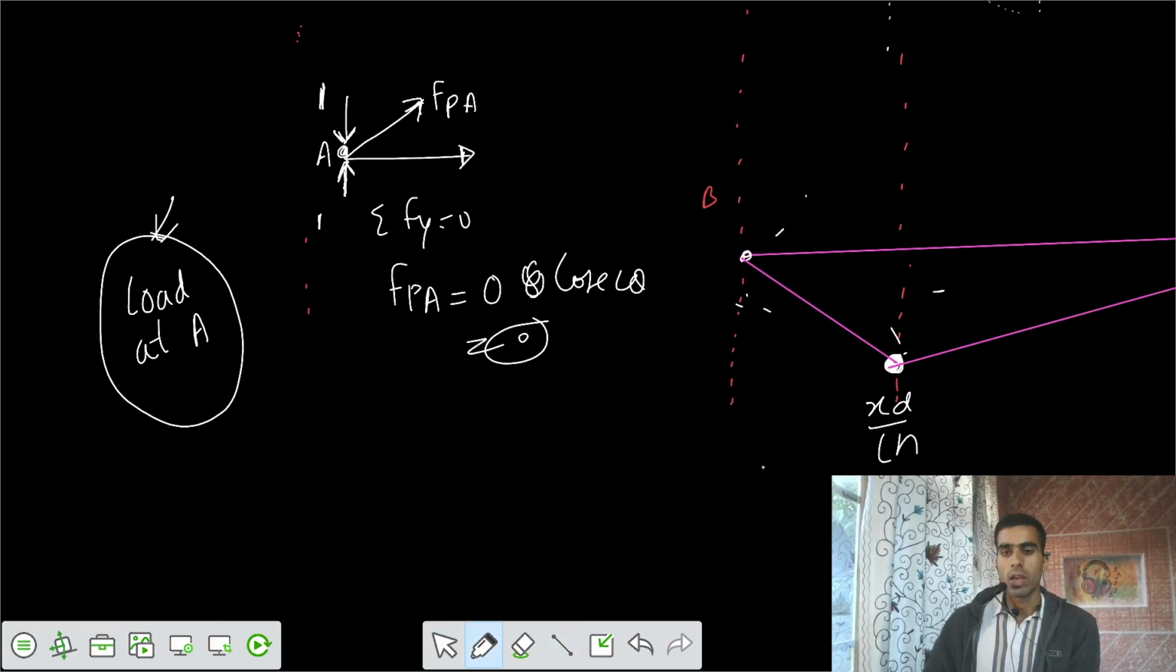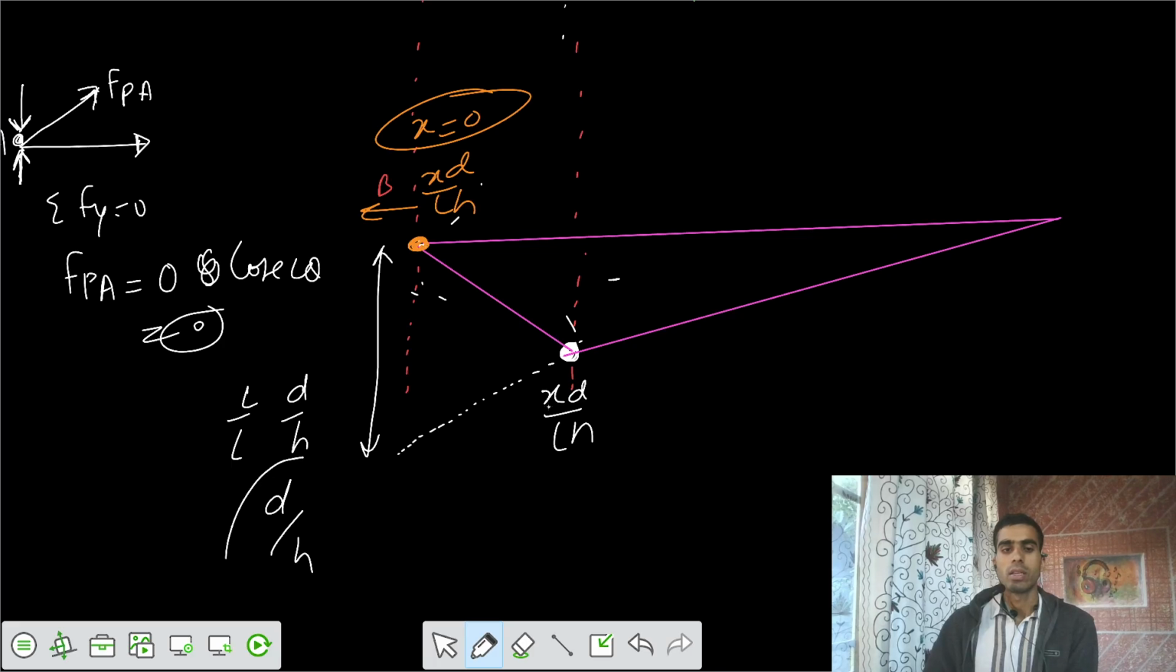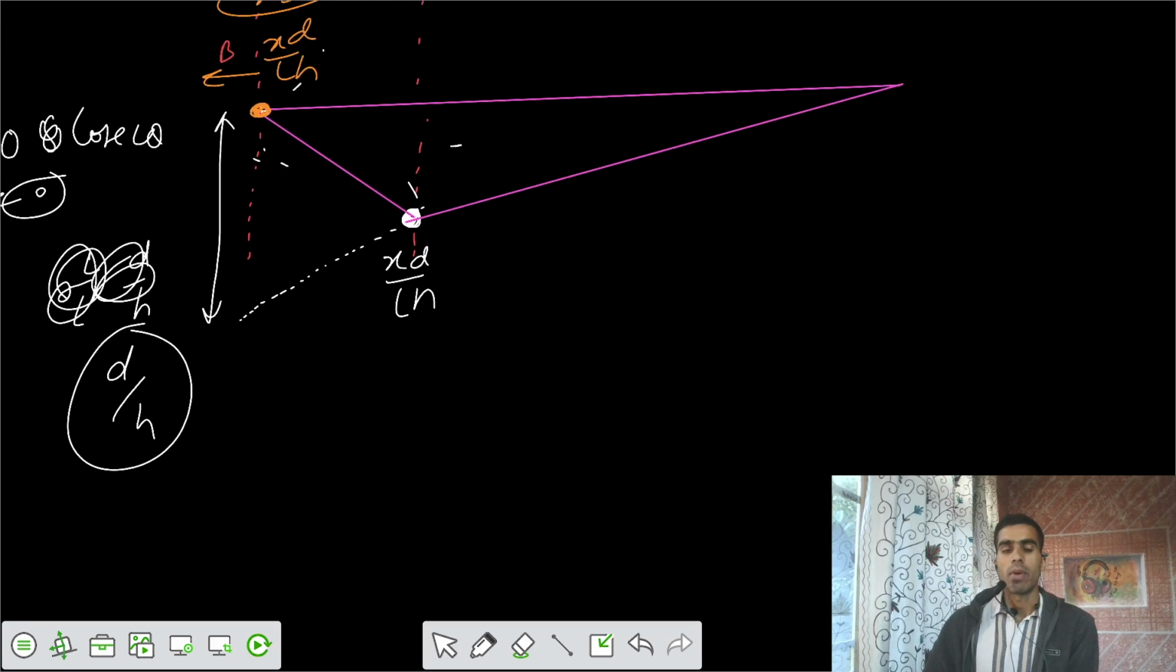So we can also write for this one. We can write this ordinate as equal to x d by L h, where your x value equals 0. So finally this is also 0. This is x d by L h. And one more thing is that if you try to extend this line, you would get this ordinate. This is not the actual value, but the ordinate here would have been L by L times d by h. That's d by h. It would have been a value of d by h.